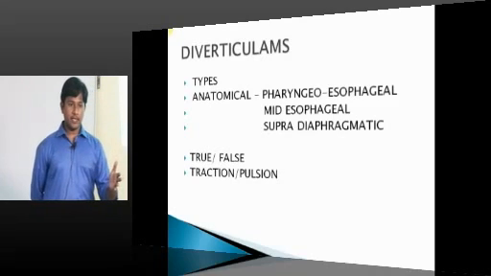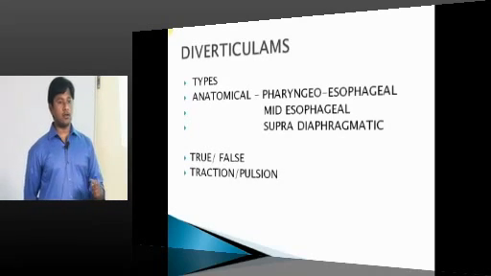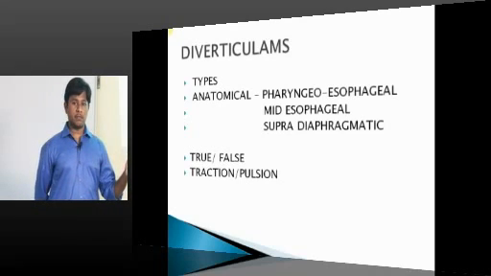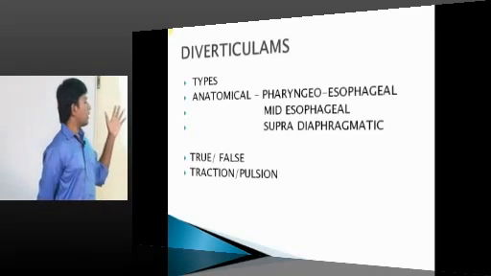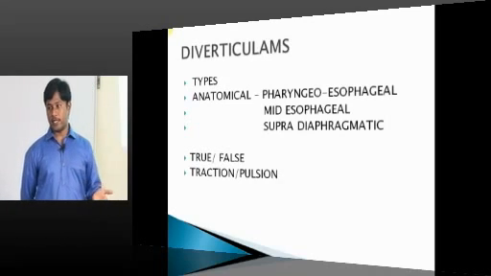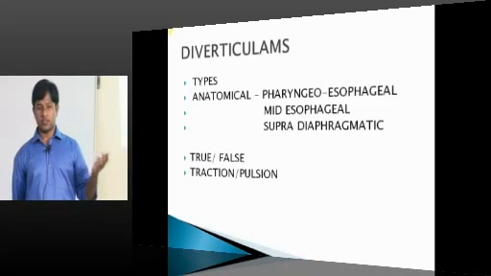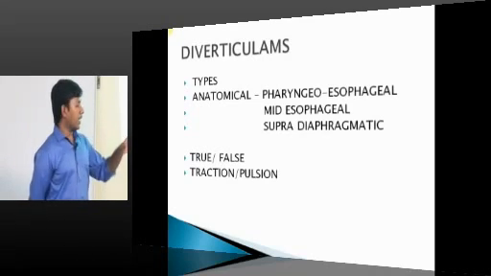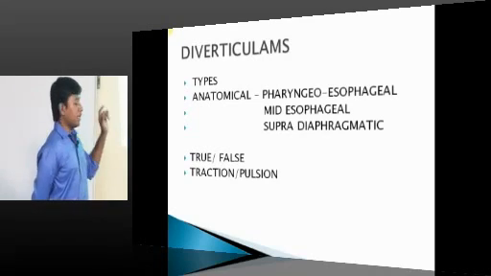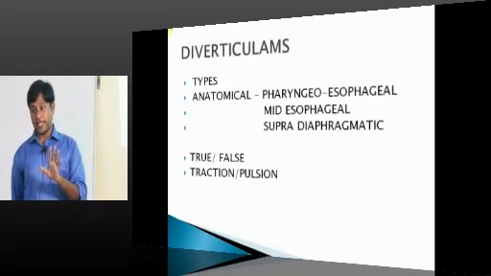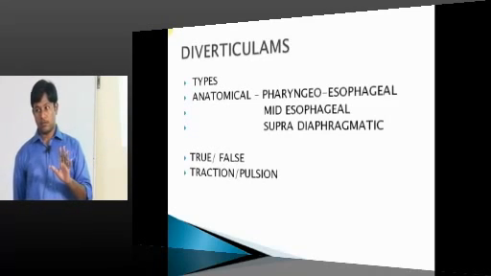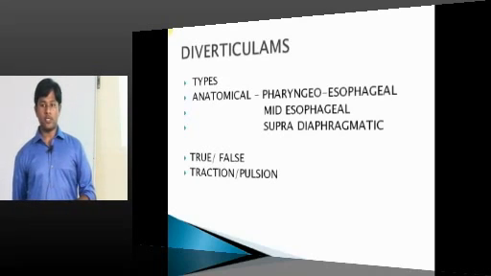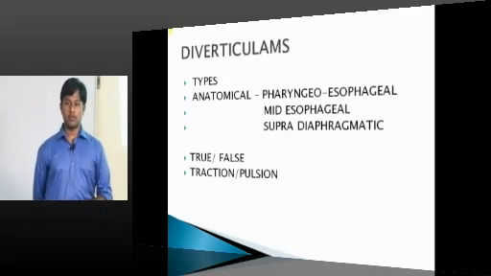A diverticulum is called a true diverticulum when it has all the layers of the esophagus. Which layer is absent in the true diverticulum? Mucosa, submucosa, muscularis and serosa. No, listen carefully. A true diverticulum is a diverticulum which has all the layers. Now, which is the layer that is absent in a true diverticulum? Mucosa, submucosa, muscularis and serosa.